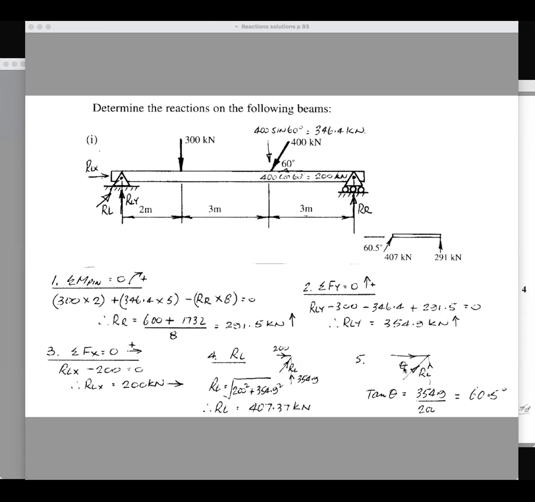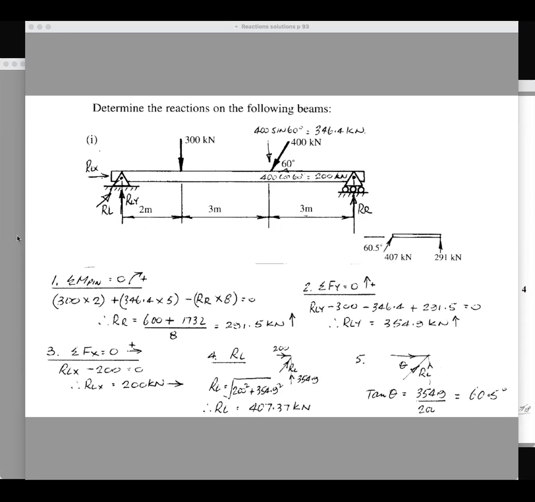So here we have theta there, tan theta is opposite over adjacent. So it's 354.9 over 200. So it's 60.5 degrees. And they will give you a position on the question where you have to put this information down. So, and there's the correct answer for that question.